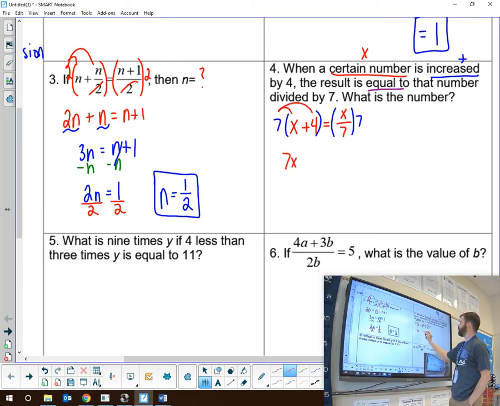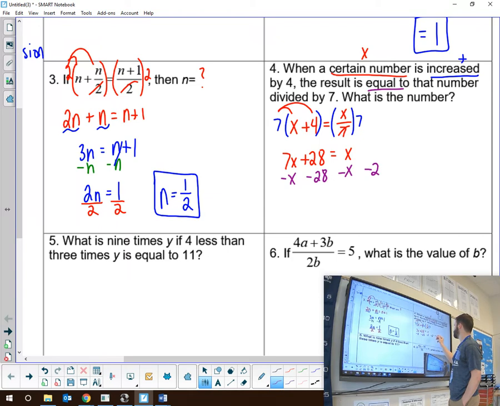7 times 4 is 28. Then if I multiply this 7 in, it's going to cancel out that one there. Okay, so I'm just going to be left with an x on that side. All right, so let's go ahead and bring my x over to the left side. Let's bring my 28 over to the right. So this will cancel.